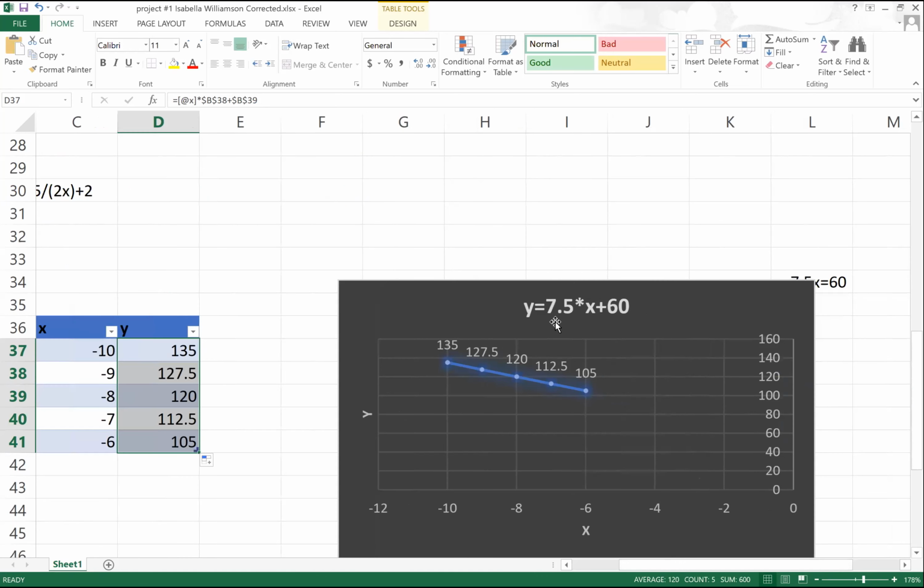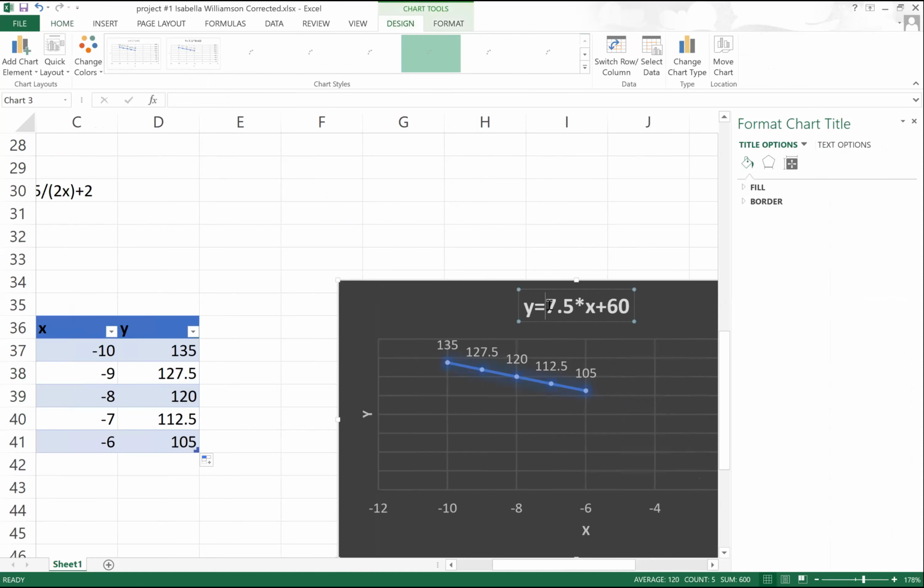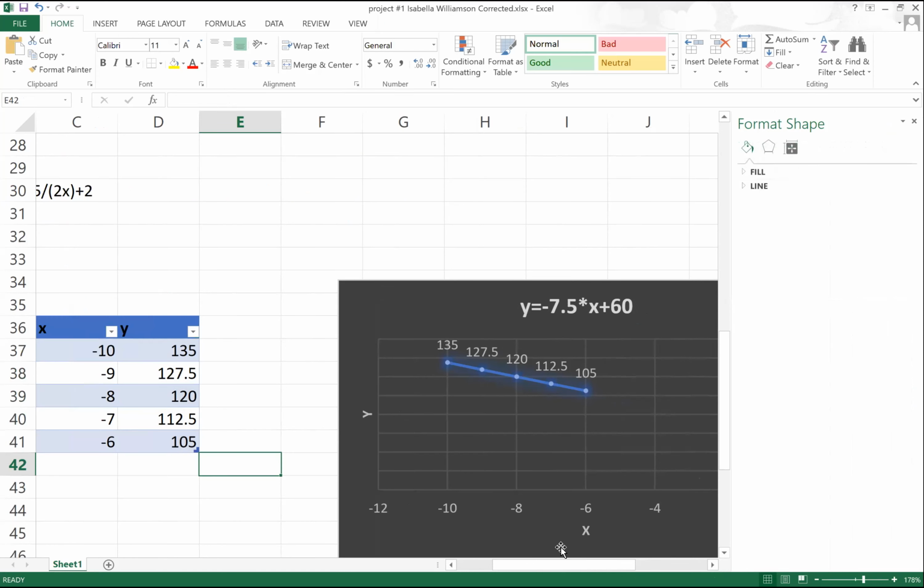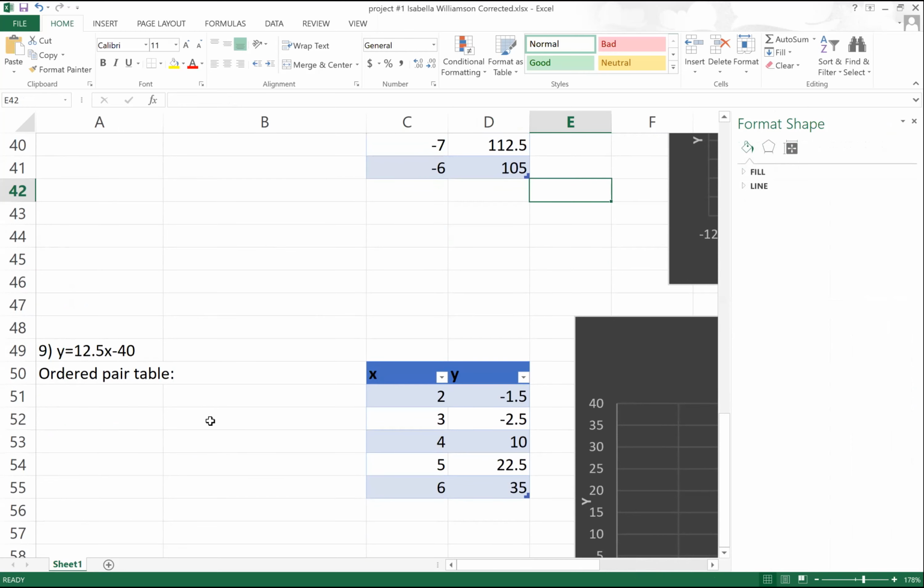Okay, yes. And the graph should be minus 7.5x. I think that should be the case. Let me double check. Yeah, it is minus 7.5x. Okay. And that fixed the first one. And second one, similarly, right? You define the slope and y-intercept, and then this is not right.